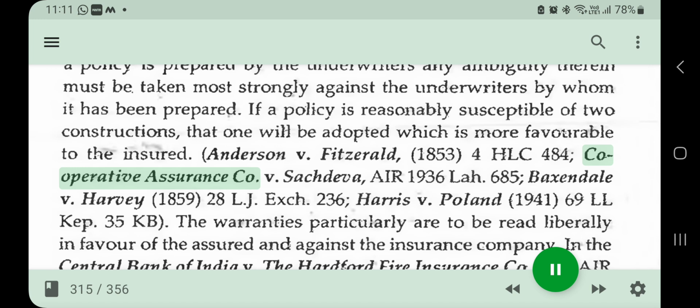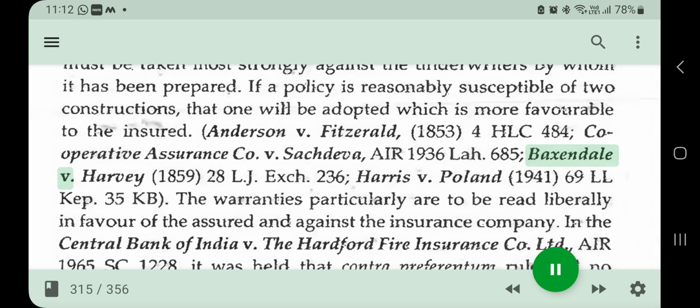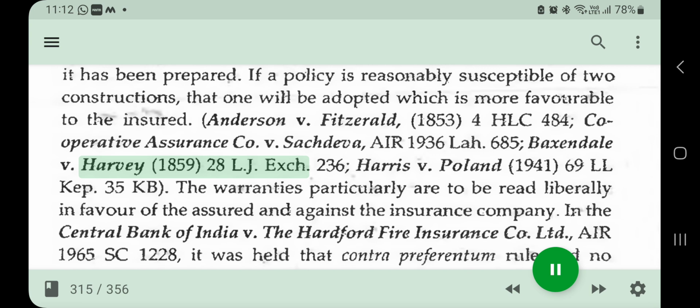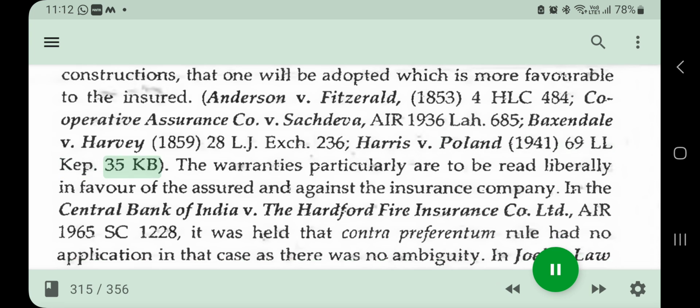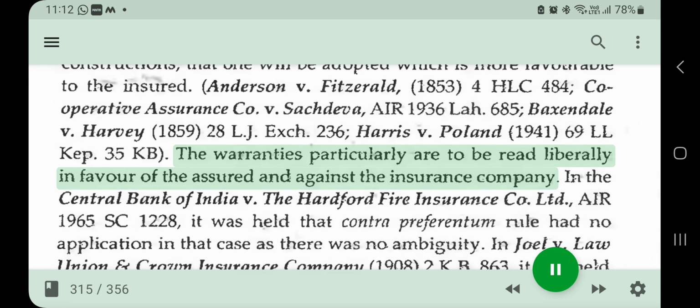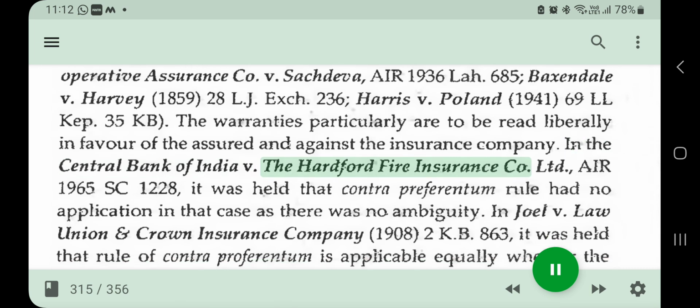Cooperative Assurance Company v. Sachdeva, AIR 1936 Lah. 685. Baxendale v. Harvey, 1859, 28 LJ Exch. 236. Harris v. Poland, 1941, 1 KB 462. The warranties particularly are to be read liberally in favor of the assured and against the insurance company. In the Central Bank of India v. the Hartford Fire Insurance Co.